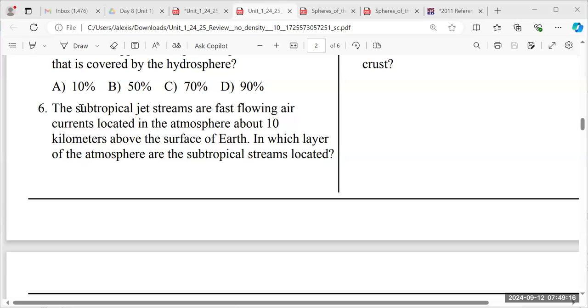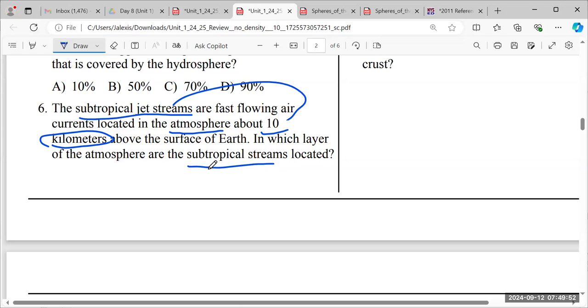Number 6. Number 6 says the subtropical jet streams are fast-flowing air currents located in the atmosphere about 10 kilometers above the surface of the Earth. Let me just pause right there. All right, these jet streams are located in the atmosphere about 10 kilometers above the surface of the Earth. In which layer of the atmosphere are the subtropical jet streams located? Well, they told us they are located 10 kilometers above the surface of the Earth.